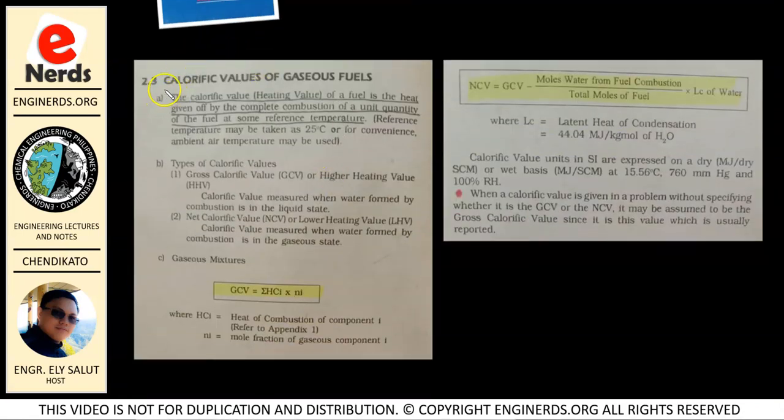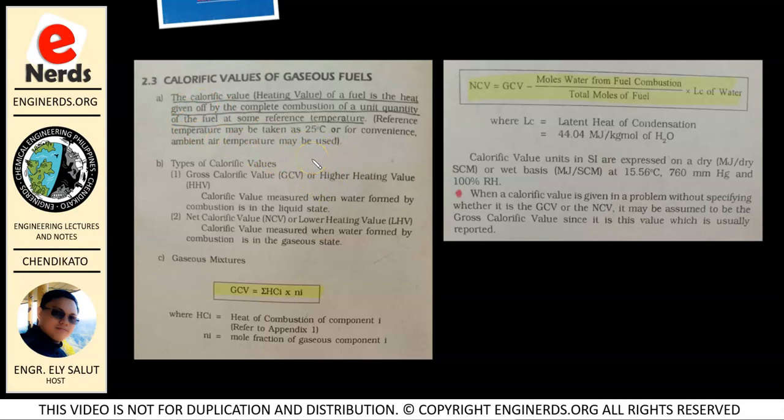So, what are these calorific values of gaseous fuels? The calorific value or heating value of a fuel is the heat given off by the complete combustion of a unit quantity of a fuel at some reference temperature. So, the reference temperature may be taken as 25 degrees Celsius, or for convenience, the ambient air temperature may be used.